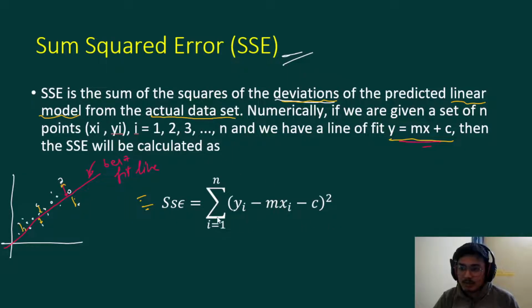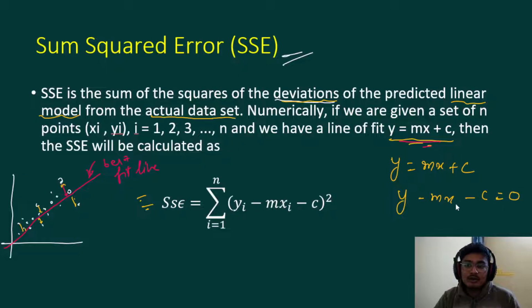So how will we calculate the SSE? This is the formula. Remember, this is the summation over all the points, where we have n points: i equals 1 to n of (yi minus m xi minus c). We have y equals mx plus c, so y minus mx minus c equals 0. We take the summation of this and put in the values of the points, and then take the summation.